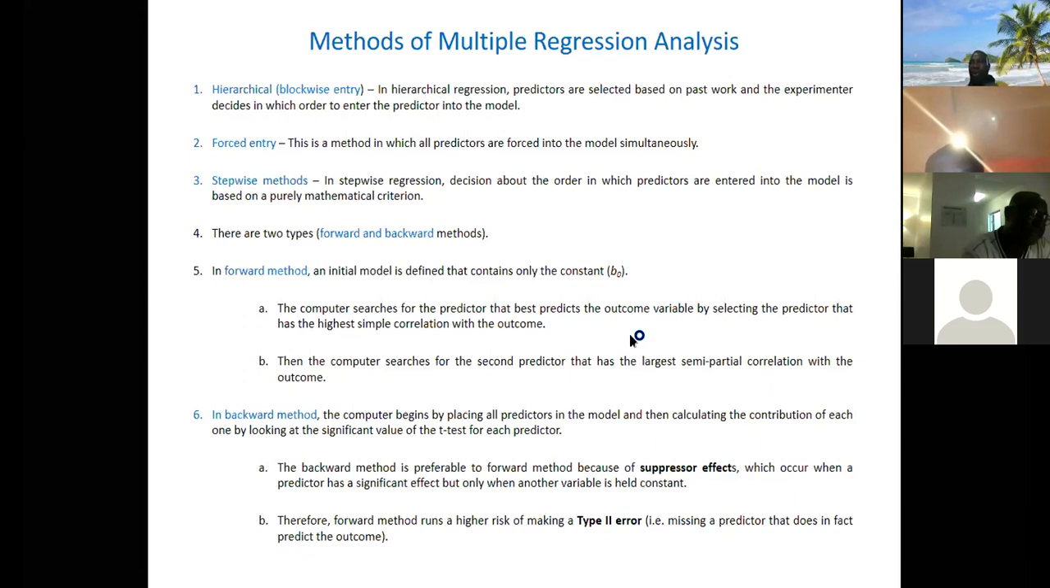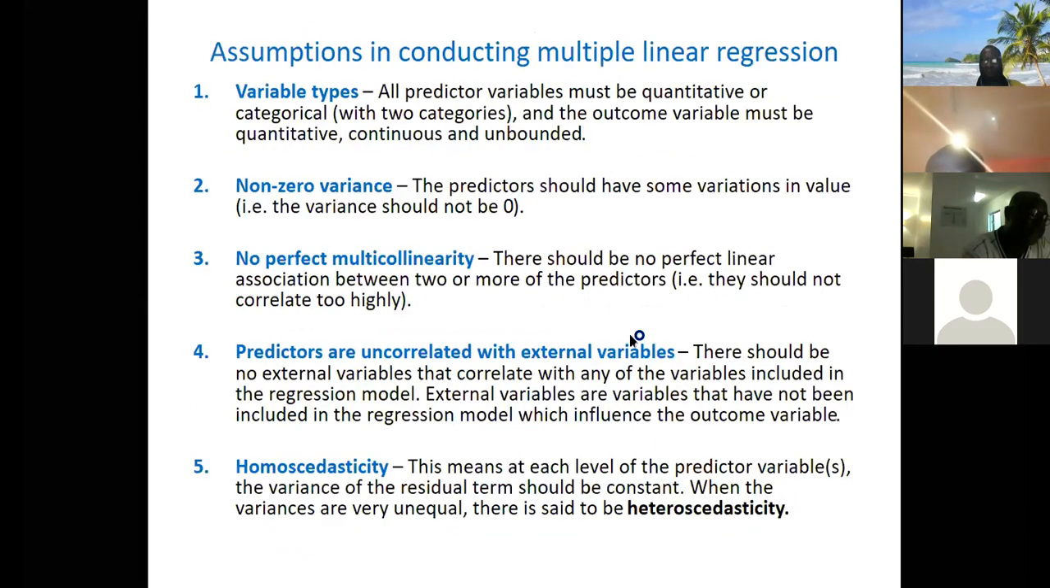Then in backward, you put everything in and you now remove. So people believe that backward is far more important, better than forward, because they say there is something called suppression effect. With suppression effect, until you hold some variable constant, some variables that are associated will not express themselves. They will not express unless you hold the other one constant. So that suppression effect is usually commoner with backward, and that's why some people prefer backward.